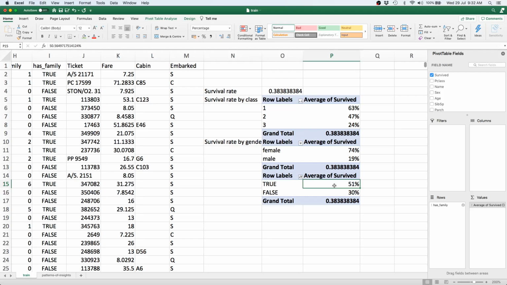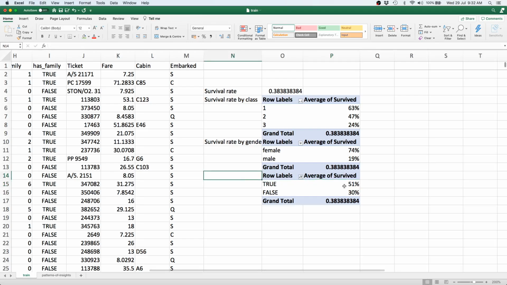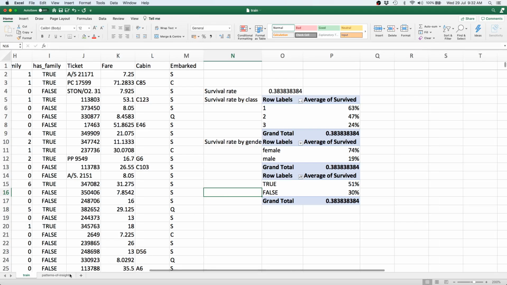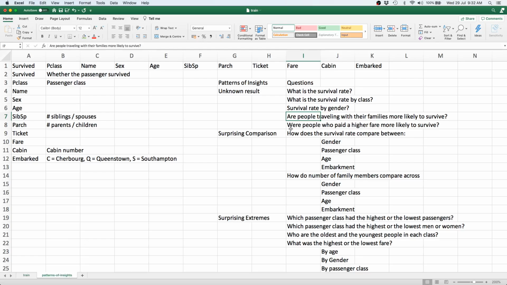The only way that you would not survive if you were in a family on the Titanic is if you were a man. So that's why this is not too surprising. Let's see what our next question is. So, were people who paid a higher fare more likely to survive? Now, let's think about how we could calculate this.